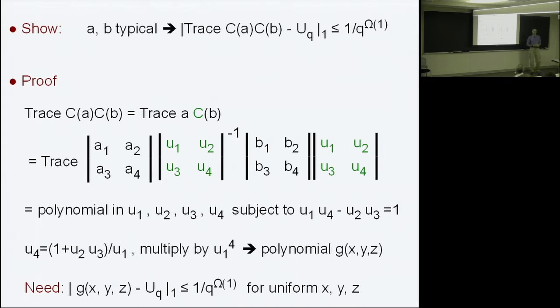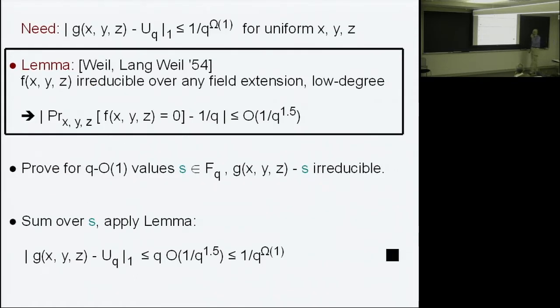Okay, and how do you show that? How do you show that a polynomial in three variables is very close to uniform over a finite field? Who knows? This is actually a classic endeavor in algebraic geometry. There are these bounds by Lang-Weil, which exactly tell you how to show that a polynomial is nearly uniform over a finite field, as long as you show that the polynomial is irreducible over any field extension.